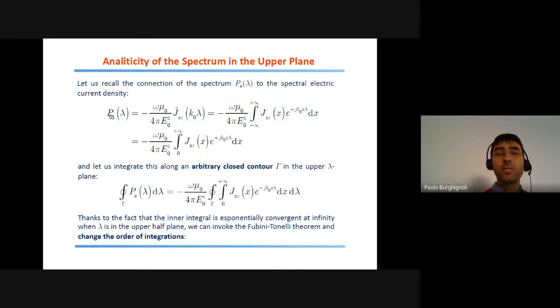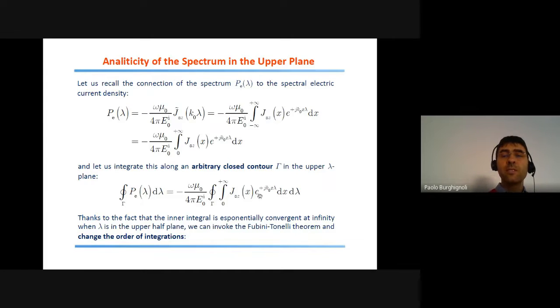Now, whenever you have a Fourier transform of a function that is defined on a half line, that is where x is positive, you can integrate this Fourier transform, in particular the function P sub E of lambda, along an arbitrary closed contour in the upper lambda plane, that is the integral with this small circle on it, performed on this arbitrary contour gamma. And what you get is a double integral, in which the outer integral is performed as a contour integral in the complex lambda plane, whereas the inner integral is an ordinary Fourier transform performed by integrating only on the positive x-axis.